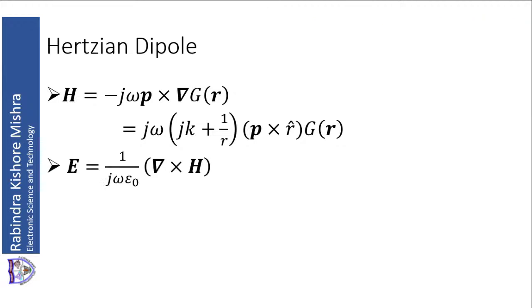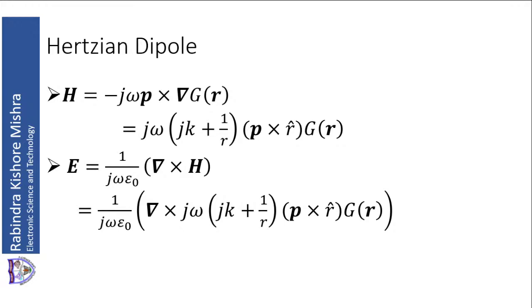Now what is E? E is equal to 1 by j omega epsilon 0 curl of H. So the electric field is this. Curl of H we can find out. If we find the curl of H, 1 by j omega epsilon 0 remains as it is. Then this will be H, which we have already found. So curl of H will be curl of j omega into (jk plus 1 by r), that is the H part, into P cross r cap into GR. So for H we have put j omega into (jk plus 1 by r) into P cross r cap GR.